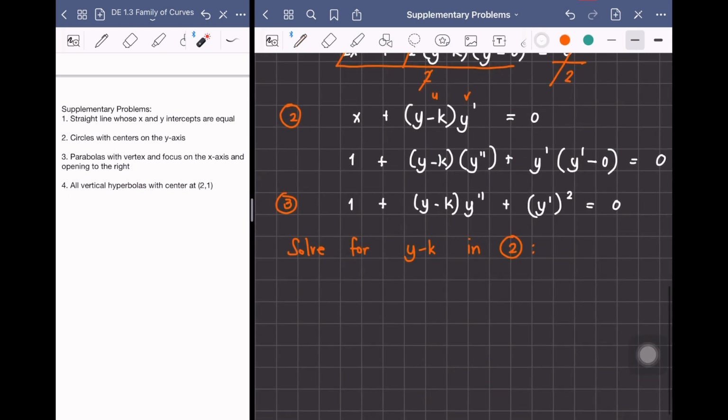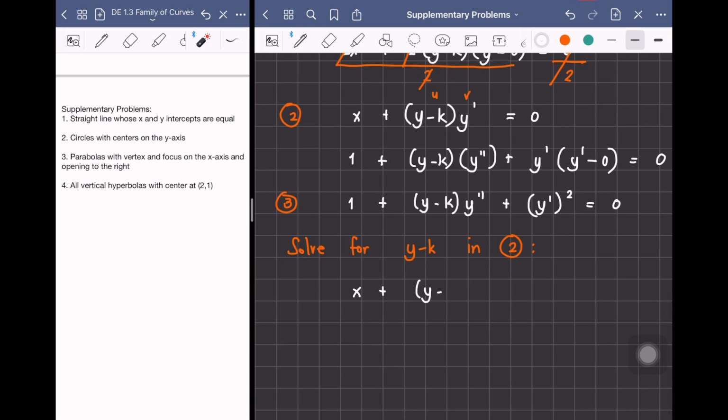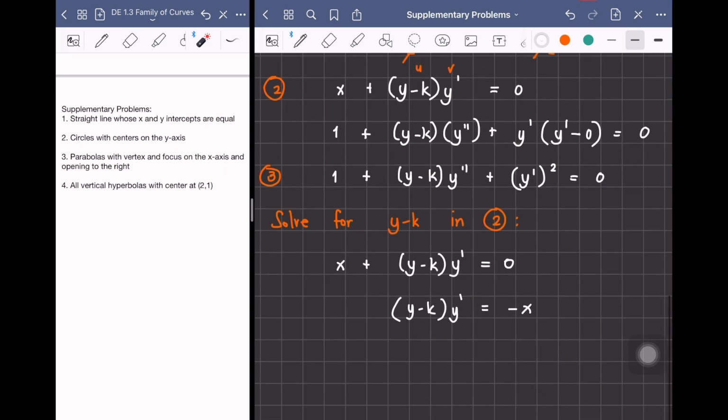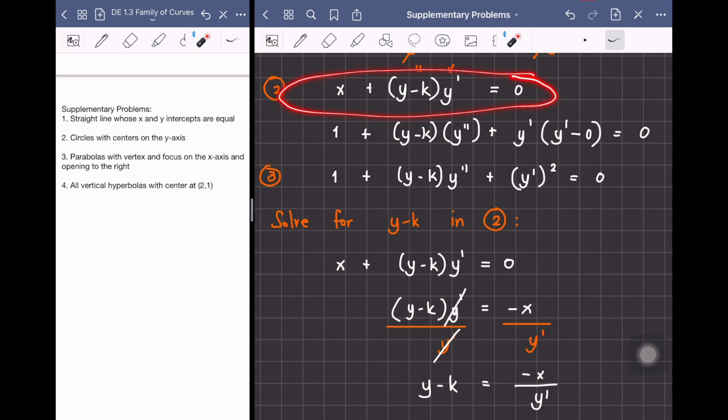Okay, let's copy. Equation 2 is x plus y minus k times y prime equal to 0. So we have to transpose this to the right side. You will get y minus k times y prime equivalent to negative of x. Okay, to get y minus k on the left side, you have to divide both sides by y prime so that you transpose it to the right. Cancel this. So, y minus k from equation 2 is equivalent to negative x all over y prime. So, the next thing you're going to do is, since from here you were able to obtain the value of y minus k.